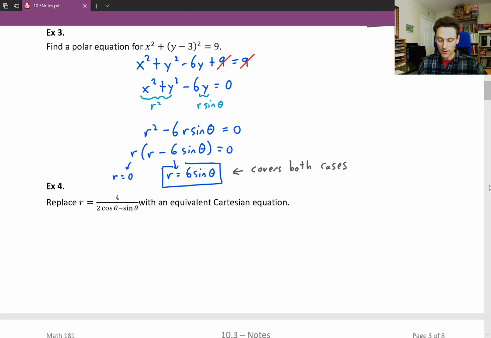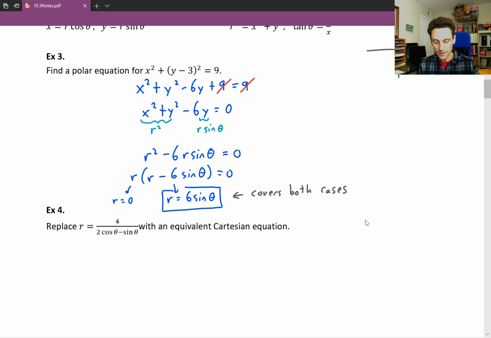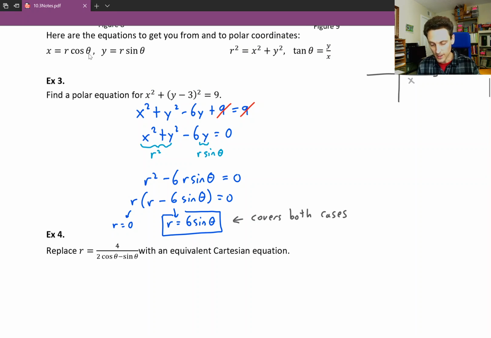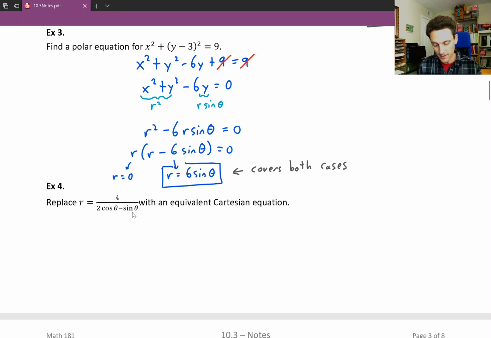Example 4 says replace r equals 4 over quantity 2 cosine theta minus sine theta with an equivalent Cartesian equation. Now in this case, if we want to convert back into x's and y's, it'd be really nice to have r cosine thetas and r sine thetas, because we can replace those with x and y. But on the bottom of this fraction, we just have cosine theta and sine theta. However, if we multiply that denominator over to the left side, we're going to get an r cosine theta and an r sine theta. In fact, when we multiply 2 cosine theta minus sine theta to both sides, we get 2r cosine theta minus r sine theta equals 4.